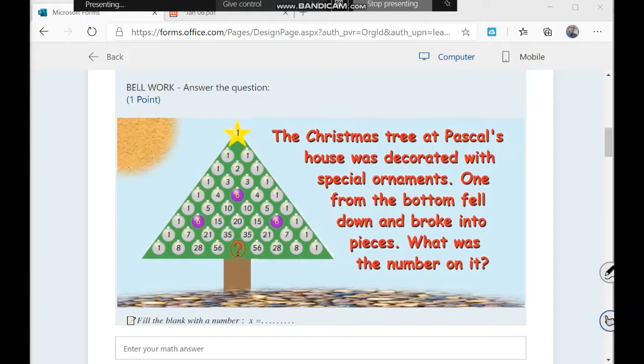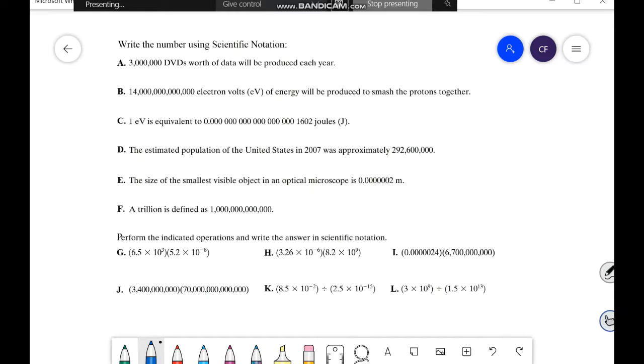Let's go now to our quiz. Let me try to just change something here. Okay, better. This is our quiz. The question has two parts. The first part, write the number using scientific notation. The second part, perform the indicated operations and write the answer in scientific notation.